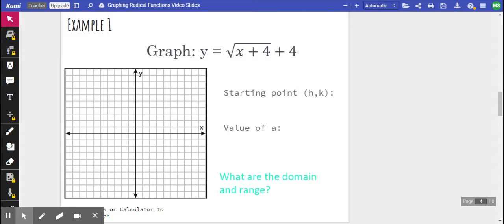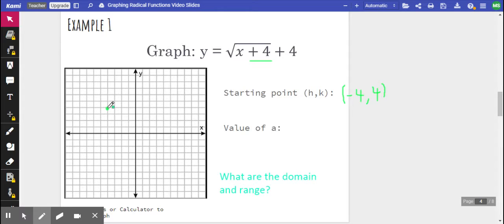We will do a few examples here of graphing square root functions and outlining what we are looking for in them. So the first thing I would want to do is figure out my starting point. So it's going to be the opposite of my inside number and the same as my outside number. And so I'm going to plot -4, 4, both there and on my graph.